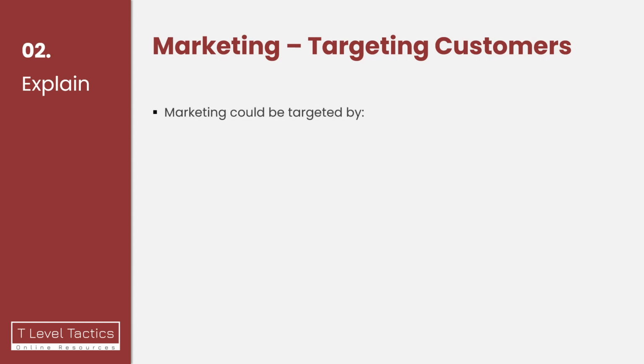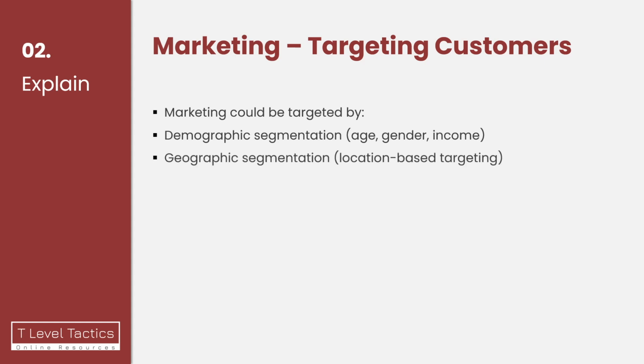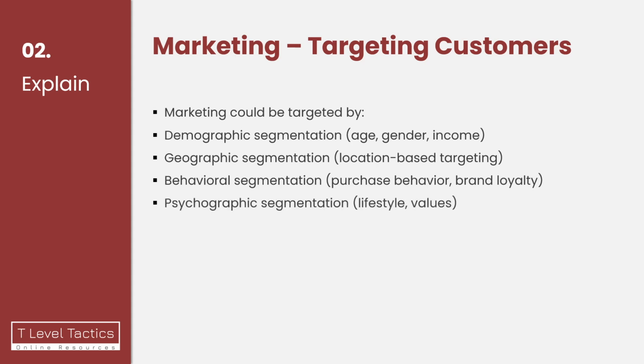Marketing could be targeted by demographic segmentation, such as age, gender, income, geographic segmentation, location-based targeting based on country or whereabouts in the world, behavioral segmentation, which is based on purchase behaviors, impulse purchases, purchase frequency, brand loyalty, for instance, and psychographic segmentation, which is all based on people's lifestyle and the values they hold.